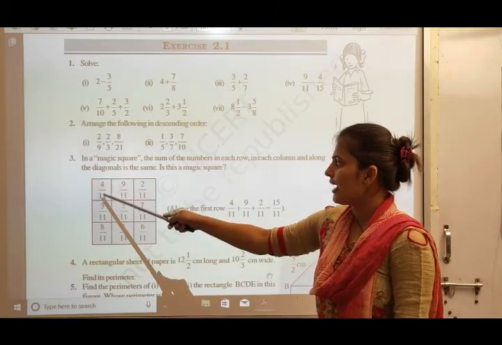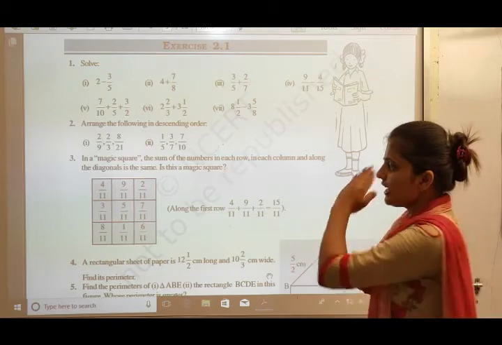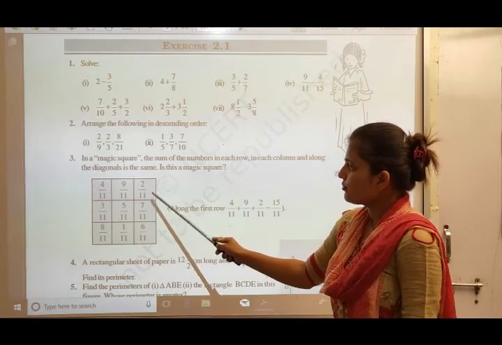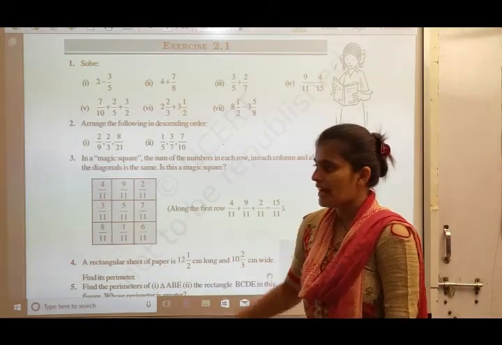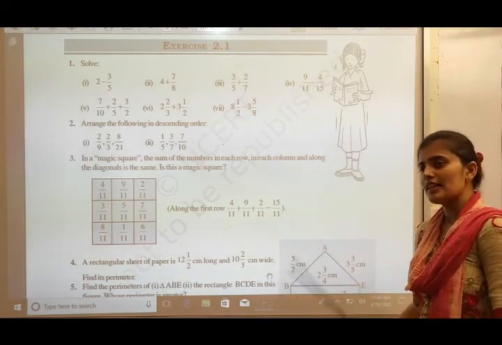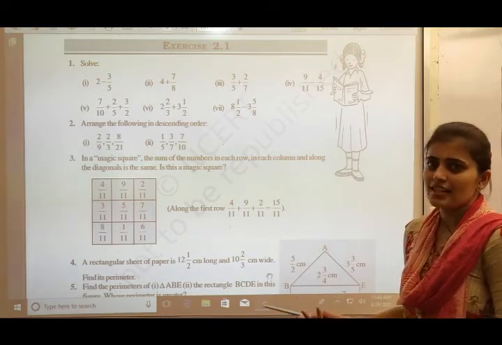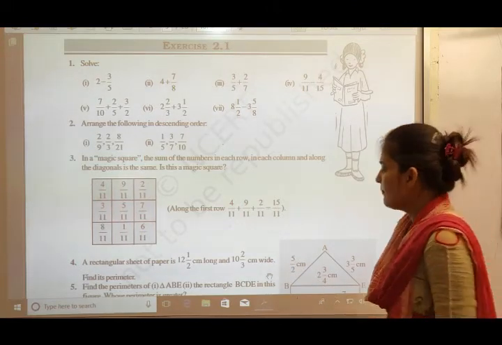Now we have to add the diagonals. Diagonals means 4 by 11, 5 by 11, 6 by 11. This is one diagonal. The second diagonal will be 2 by 11 plus 5 by 11 plus 8 by 11. If you get all the answers equal, then it is a magic square. If you are not getting that, then it is not a magic square. That you have to find out on your own.